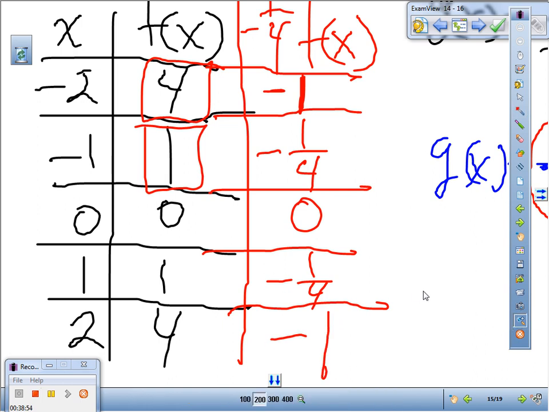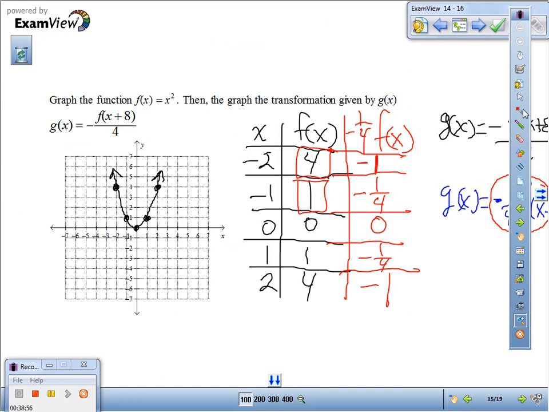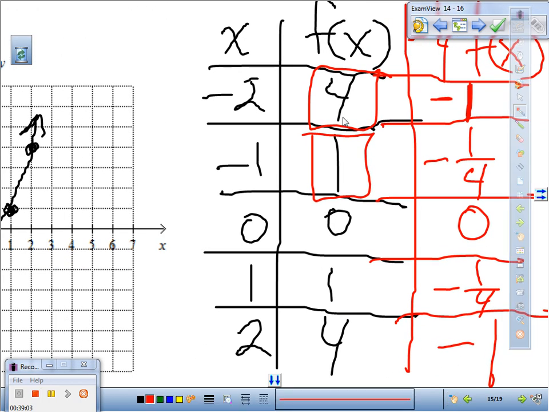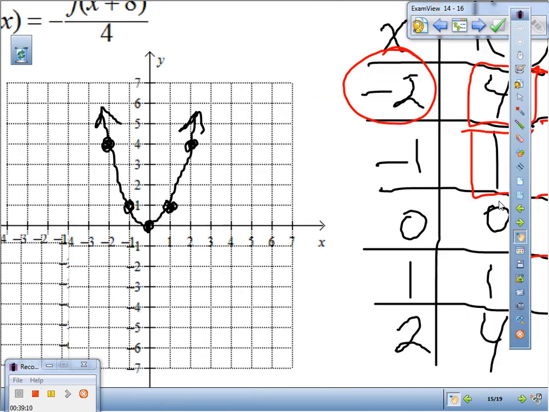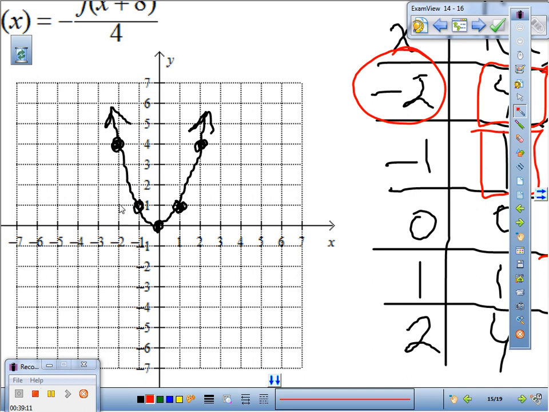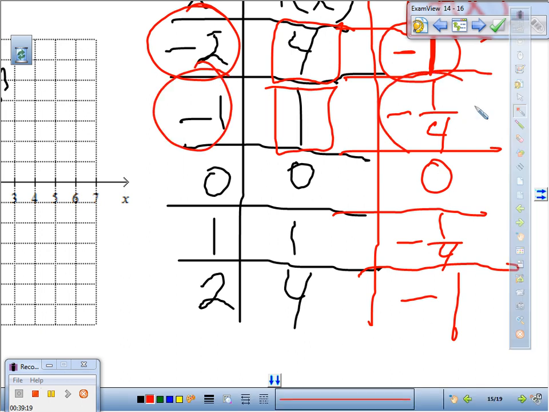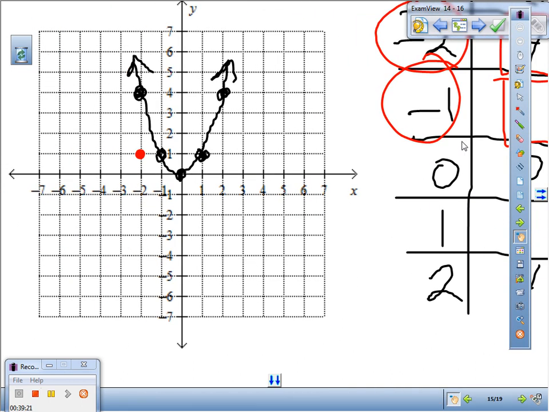All right, let's plot that transformation. Do that in red. Let me zoom in. So which is my first coordinate? -2, -1. There it is. What's my next coordinate? -1 and -1/4.